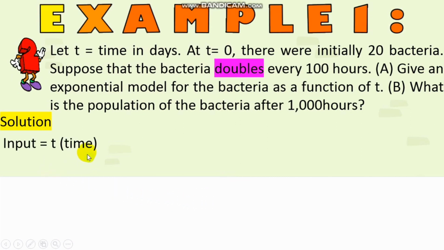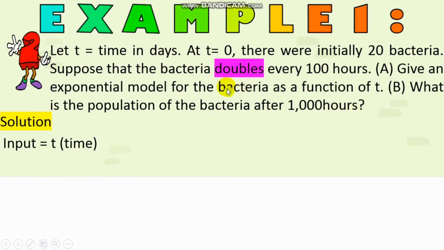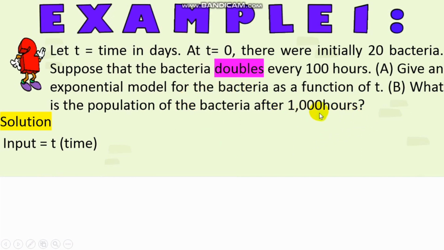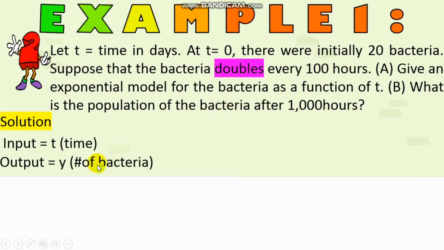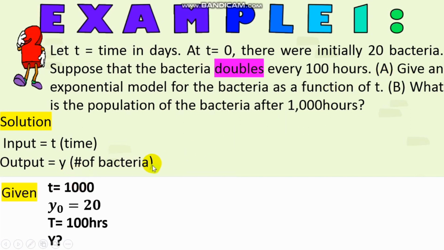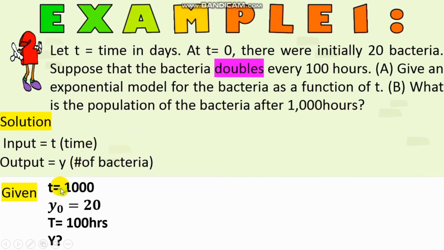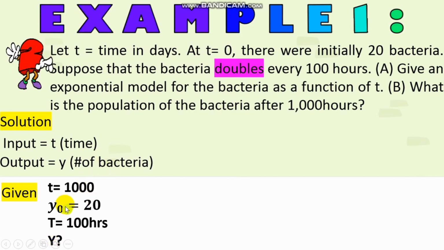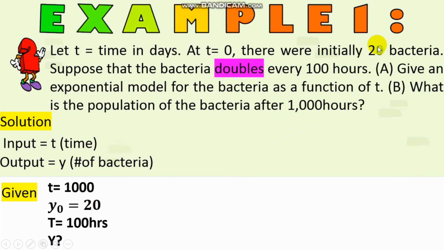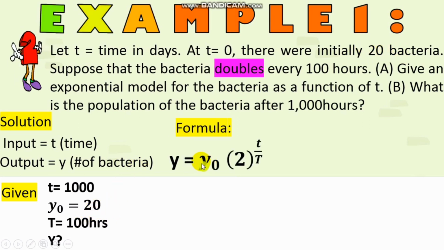So, again, ang input natin ay yung time. Okay? Kasi 1,000 hours. Ayan. So, ito yung magiging input at magiging output mo naman yung number of bacteria. Kaya magiging y. So, ang given natin, nasabi ko na kanina, yung 1,000 hours, ito yung small letter t. Ito yung magiging input mo. And then, yung output mo yung y, which is your number of bacteria. Yung y sub 0, ito yung initial, kung ilan yung initial population na given. Okay, so 20 bacteria. And then, yung 100 hours, ito naman yung time with respect sa rate na dumodoble.